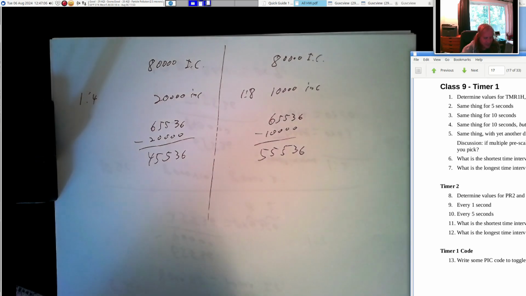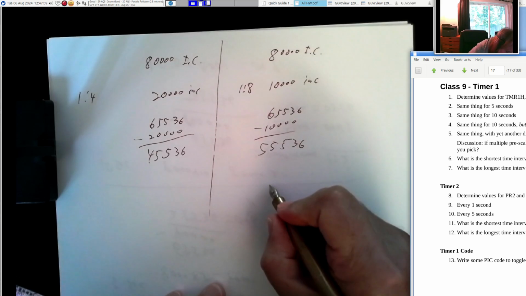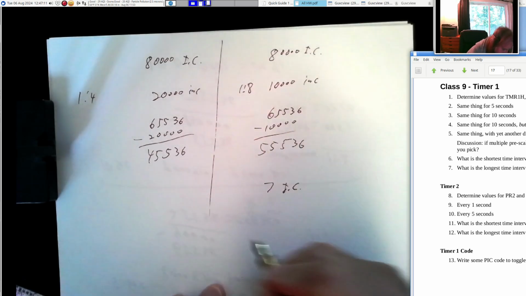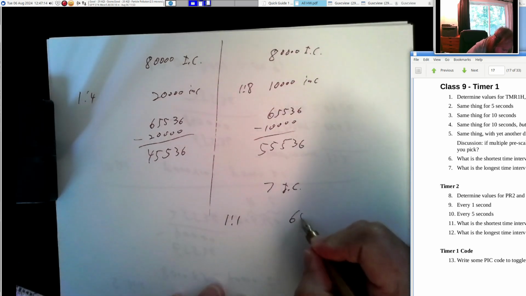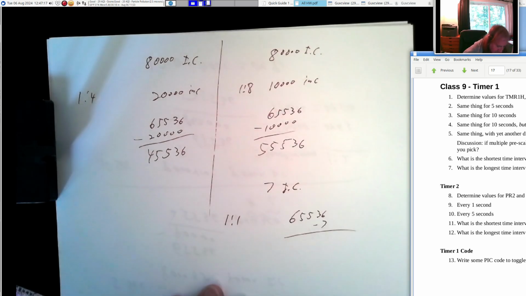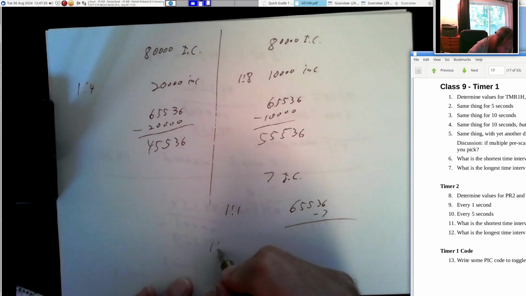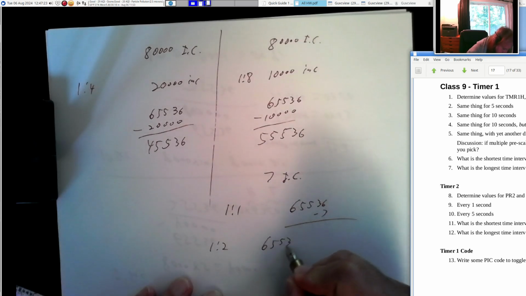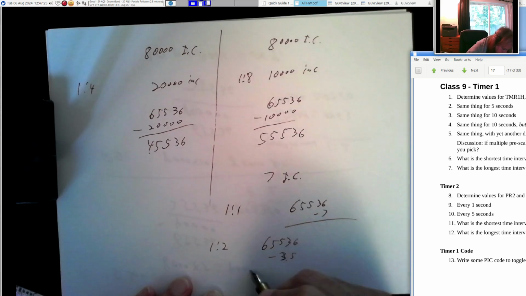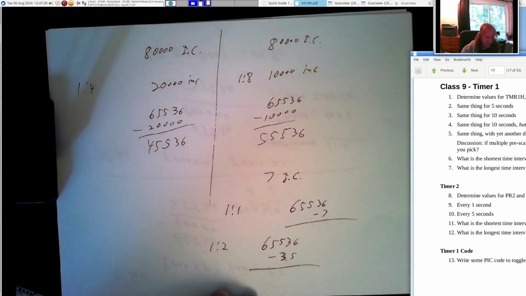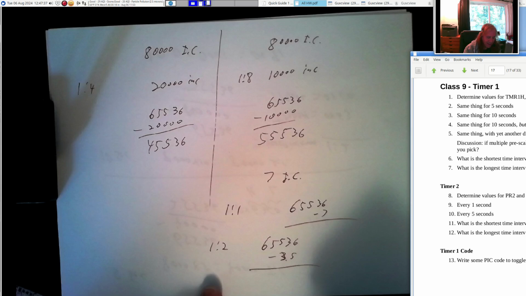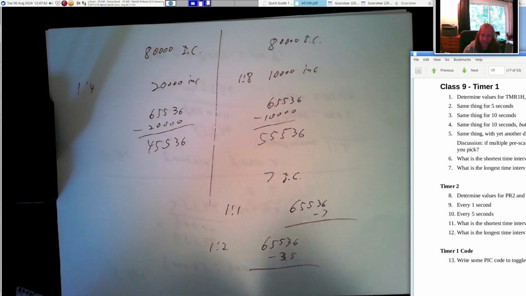In other words, if we wanted to wait exactly 7 instruction cycles, and we use a 1-to-1 prescaler, we could just initialize to this value, and that would be exact. If we use a 1-to-2 prescaler, we would want to wait 3.5 instruction cycles. Well, we can't do that, right? We can't initialize this to this number minus 3.5. We'd have to either do this minus 3 or this minus 4. And so there's a rounding that takes place. So the smaller prescaler gets us a more accurate value.